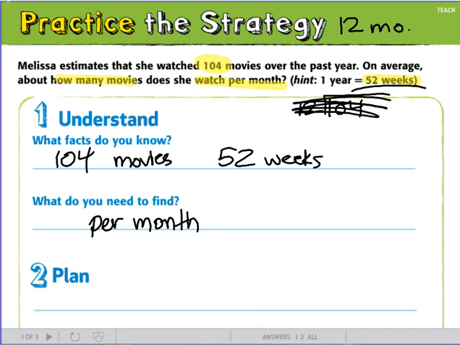So our plan is what would be the easiest thing to figure out right now? What can I figure out fairly simply? How many movies can I figure out that she watched per what? Pretty easily right now. Per week. I can figure out per week pretty easily. So my plan is going to find per week.